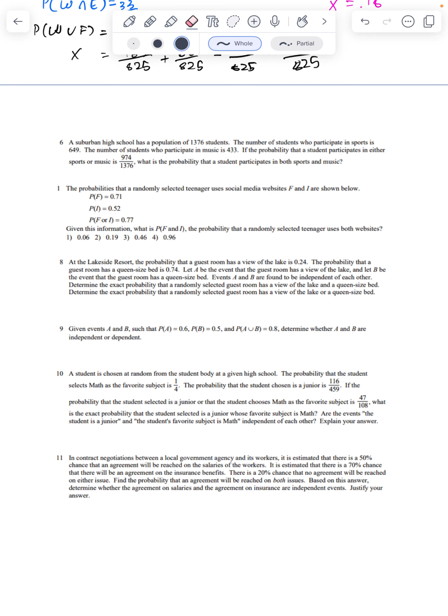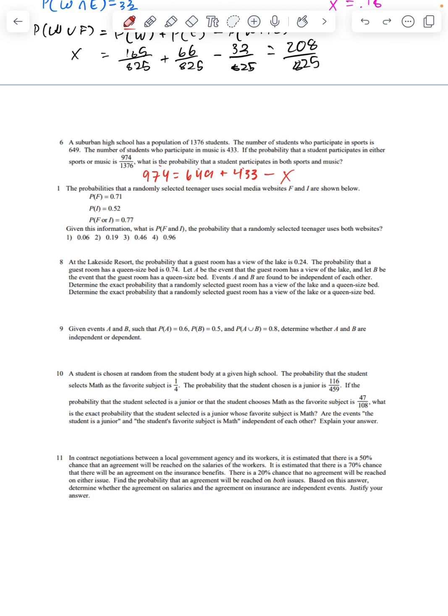All right, so I want to know the intersection. I know their union. So this is also going to break down into 974 equals 649 plus 433 minus, they're both, right? So 974 is, they take either. 649 definitely in sports, 433 definitely in music. And now I'm trying to find people who were enrolled in both.